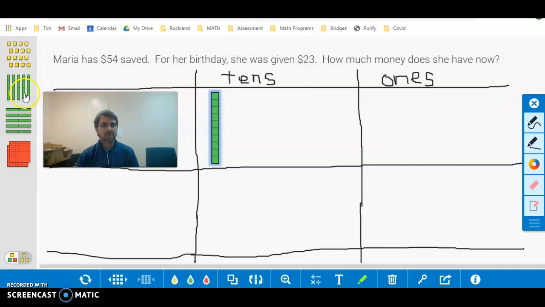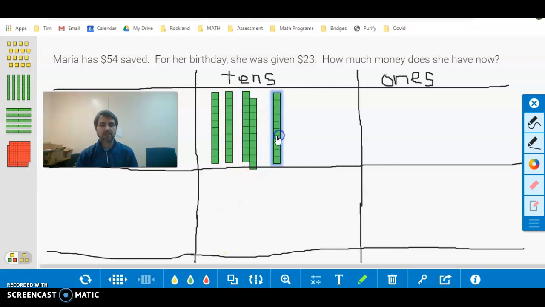So that's 10, 20, 30. Now if it's selected, I can also come down here and just duplicate it. See right here it says duplicate. 40, 50. Okay, so we'll drag those over. So we've got 50 here, and I've got $54. So that's 50 and 4 ones.